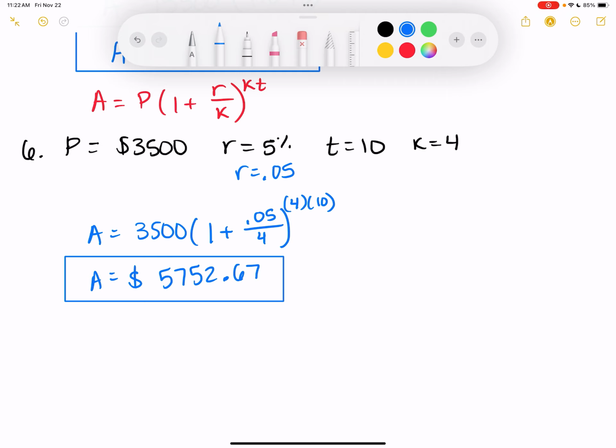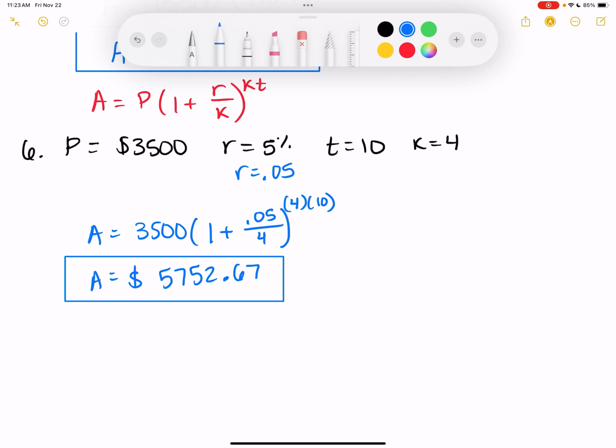So the other way would have been 1 plus 0.05 divided by, whoops, that's multiply, divided by 4, and then raised to the 40, and you'll get the same thing. So just be careful if you type it in piece by piece. Either way is fine, but I just want to caution you about that. Any questions about that, typing it in or anything?